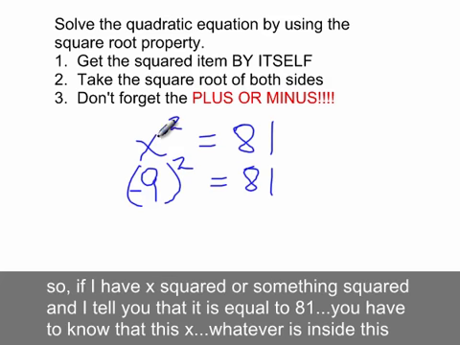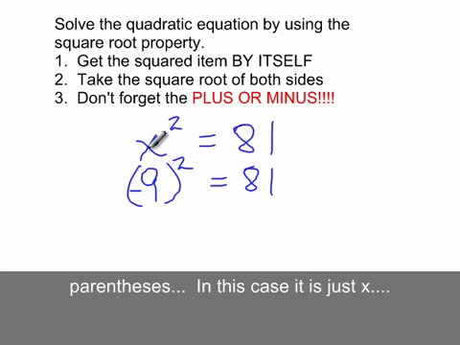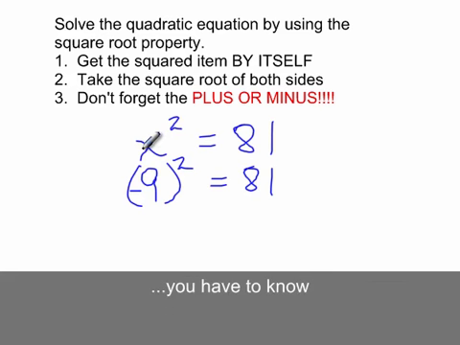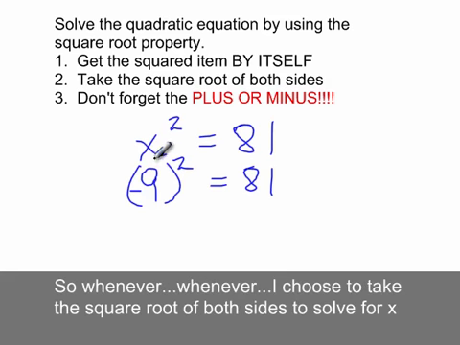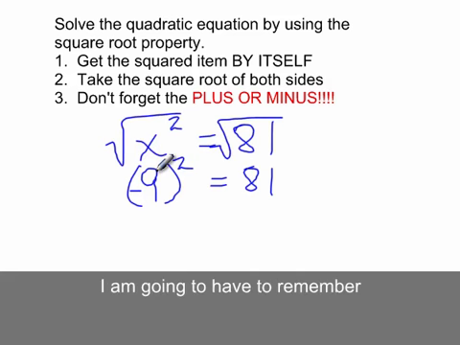So, if I have x squared or something squared and I tell you it's equal to 81, you have to know that whatever's inside the parentheses, in this case it's just x, could be positive or it could be negative. So whenever I choose to take the square root of both sides to solve for x, I am going to have to remember to put plus or minus.